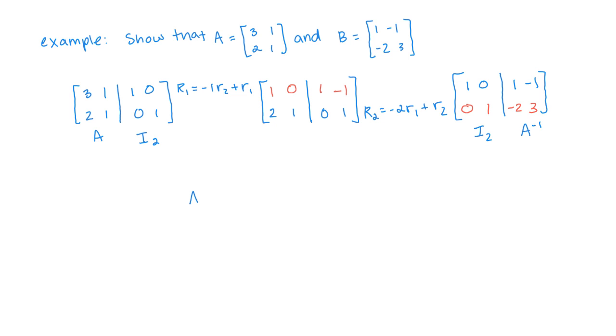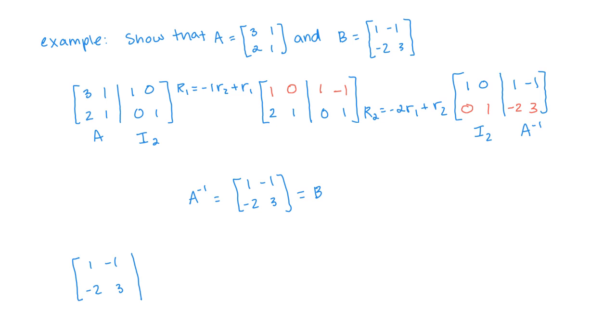So this shows that A inverse is equal to the matrix 1, -1, -2, 3, which we know is equal to the matrix B from earlier. So we have shown that A and B are inverses of each other. So we can say that A is non-singular because it has an inverse, and B actually is also non-singular because its inverse is A.